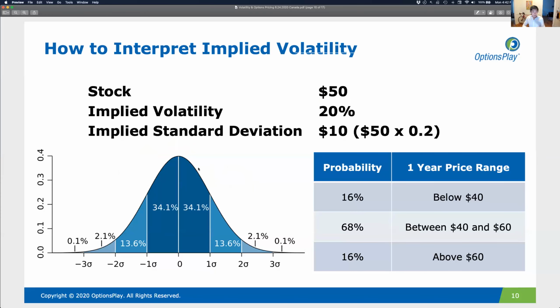And just to give you a better understanding as to how this is used, here I have a $50 stock that has a 20% implied volatility. That means in the next 1 year, I would expect 68% of the time the stock will be either above or below by $10.